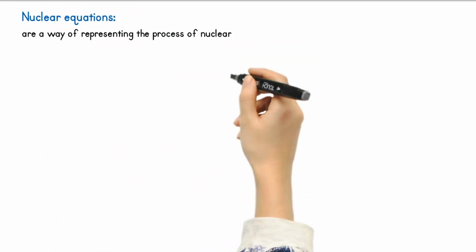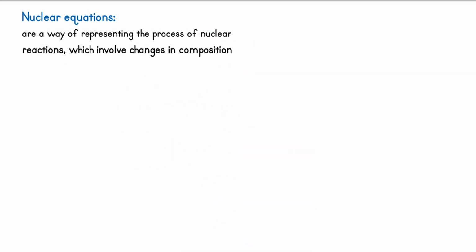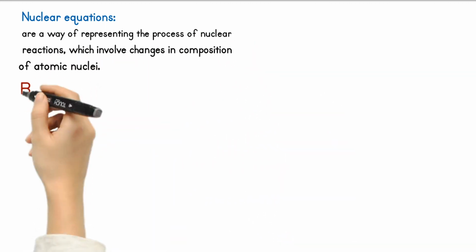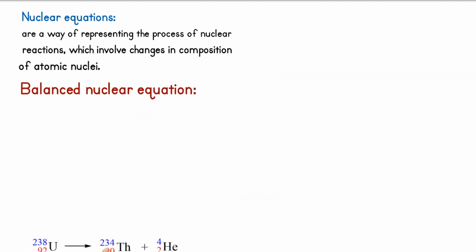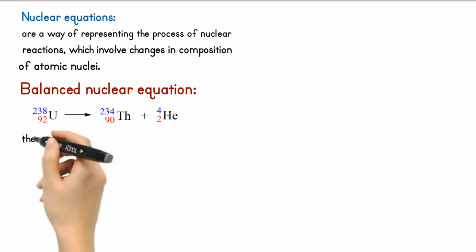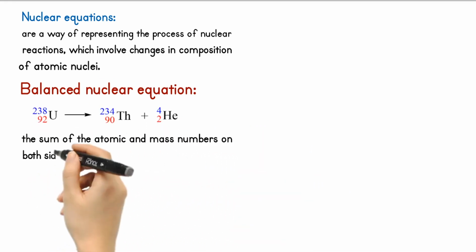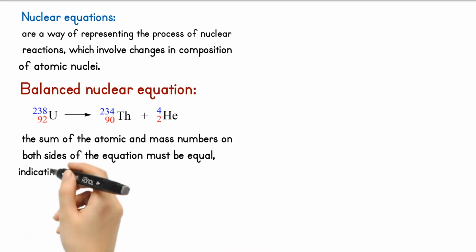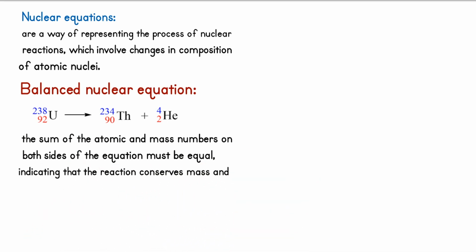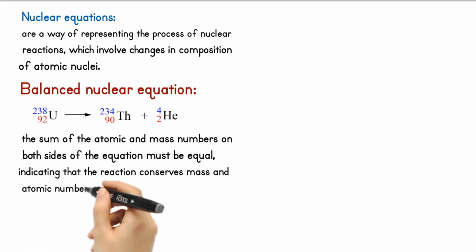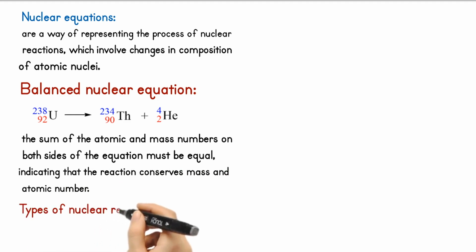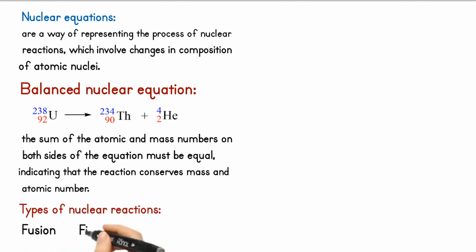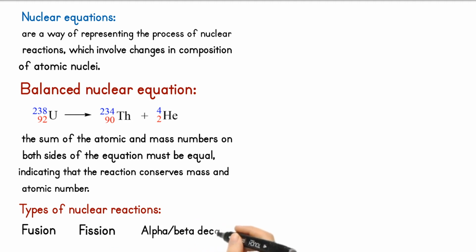Nuclear equations are a way of representing the process of nuclear reactions, which involve changes in the composition of atomic nuclei. In a balanced nuclear equation, the sum of the atomic and mass numbers on both sides of the equation must be equal, indicating that the reaction conserves mass and atomic number. There are several different types of nuclear reactions, including fusion, fission, and alpha or beta decay.